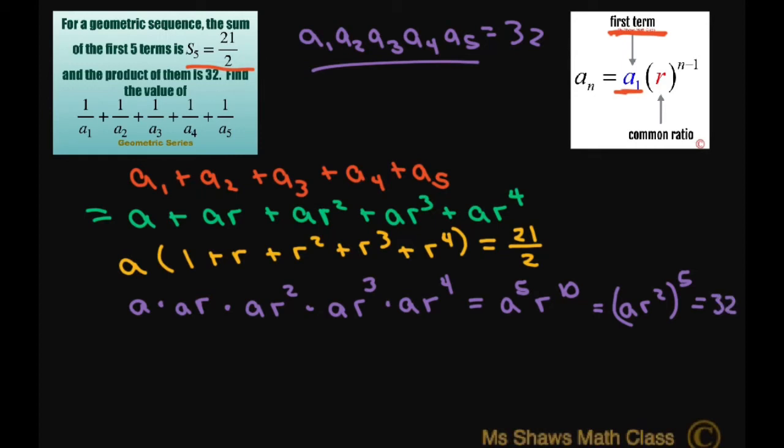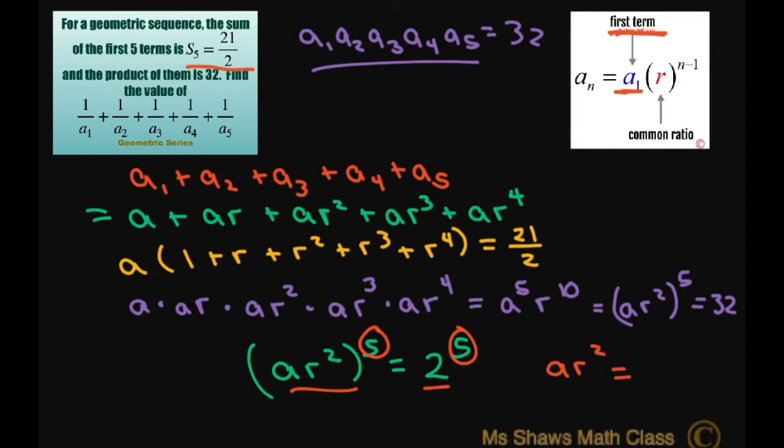Now for this one, you can either raise it to the power of 1/5, or we can just say (AR squared) to the power of 5 equals 2 to the power of 5. Since our exponents match, that means AR squared equals 2. So now we have this information and we have this information here. All right, so let's simplify this and find this value.